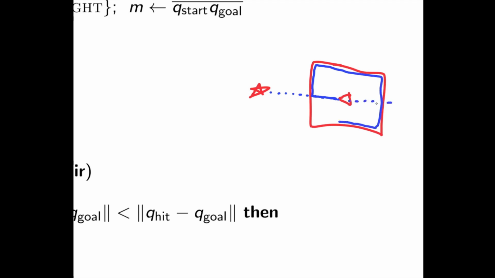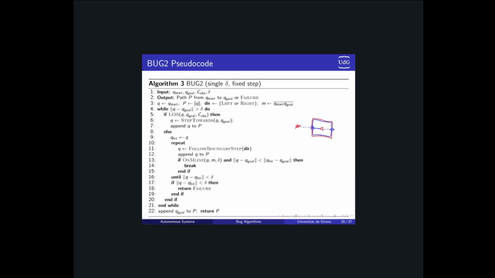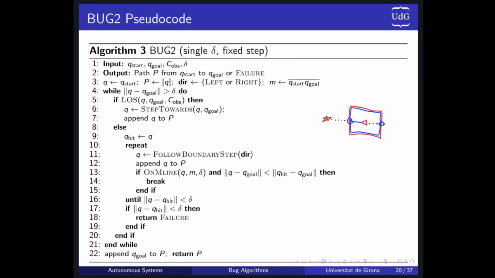Here maybe we have crossed the M line again, because in fact a line is infinite. We have crossed the M line again, but here we were farther than at the hit point, so we are not following the M line at this point. We just keep following, and then here we reach the hit point again. We reach the hit point again, then there is some problem, there is a failure here. This is the return failure that you see here.